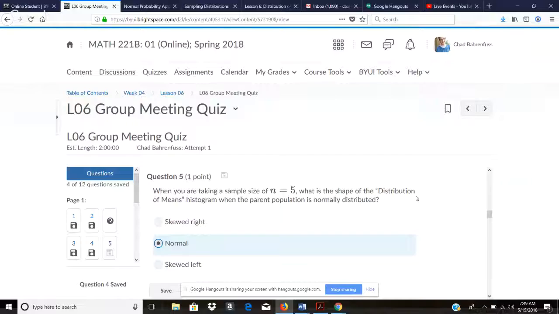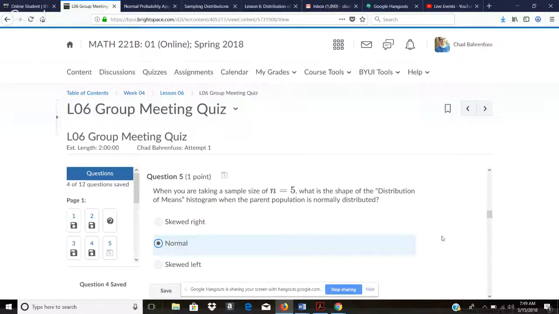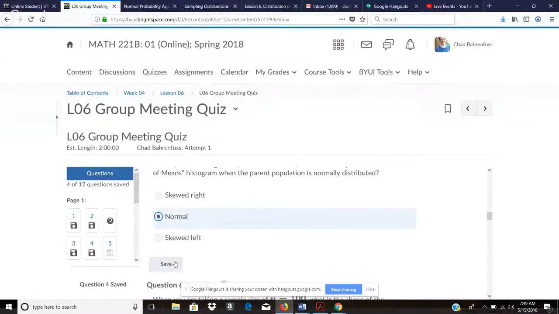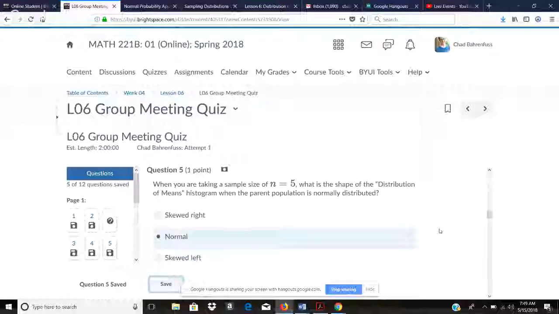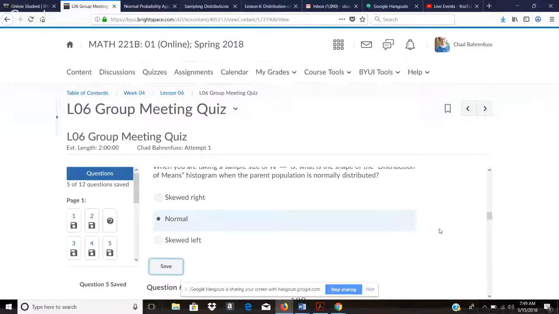Yeah, the first one says, if the parent population is normal, then the sample distribution will always be normal, no matter how many observations are selected. So even if it's small or big, it will always be normal. Okay, yeah, that makes sense. I mean, yeah, you're right. That's in the chapter.